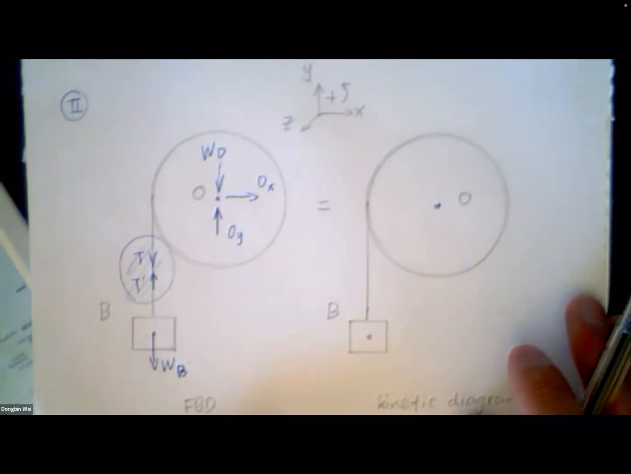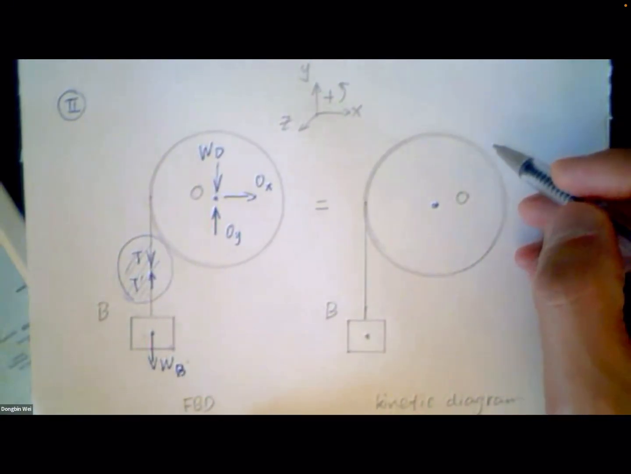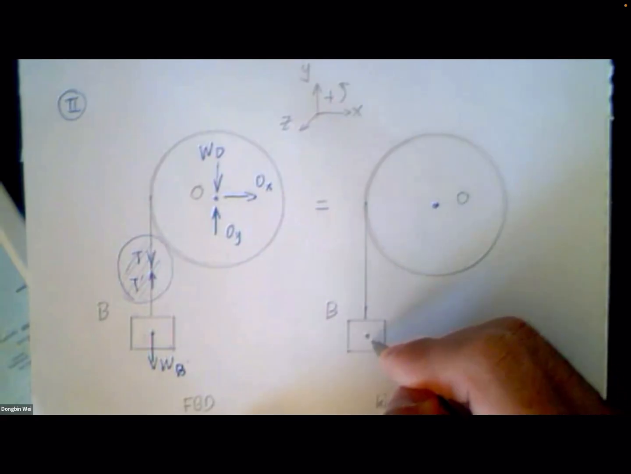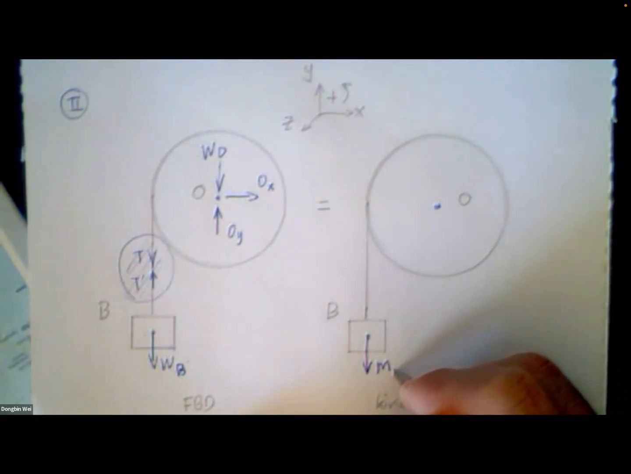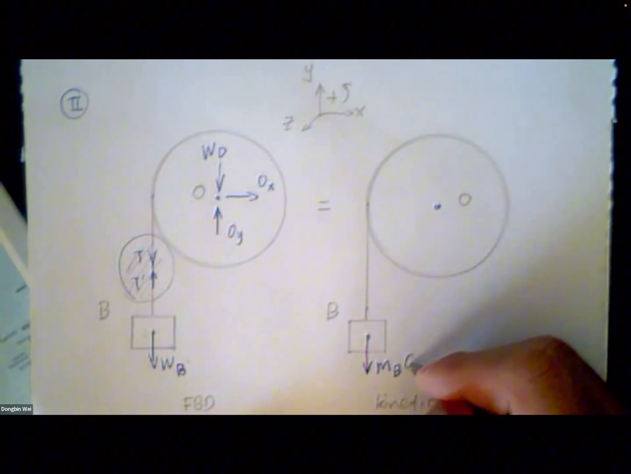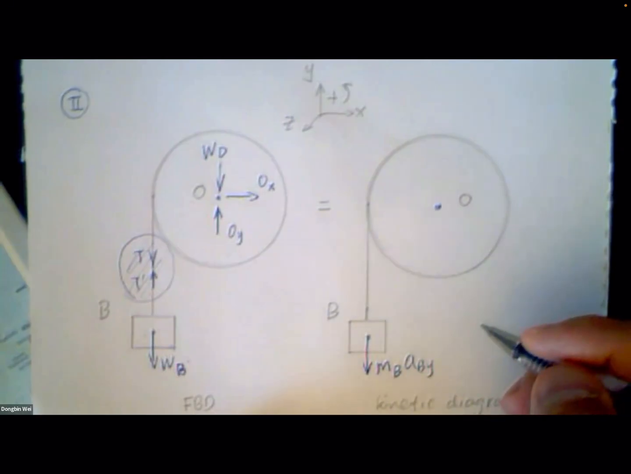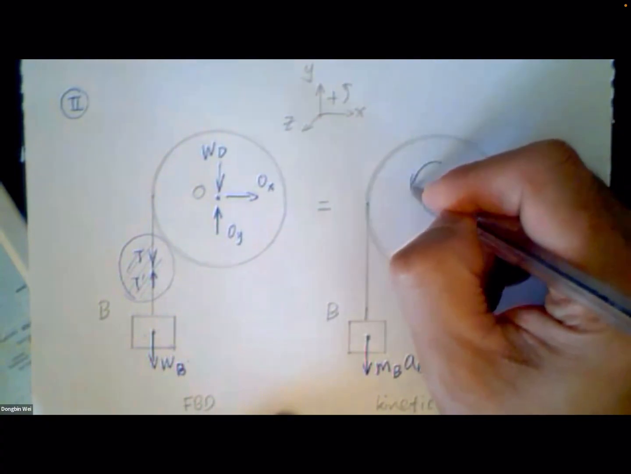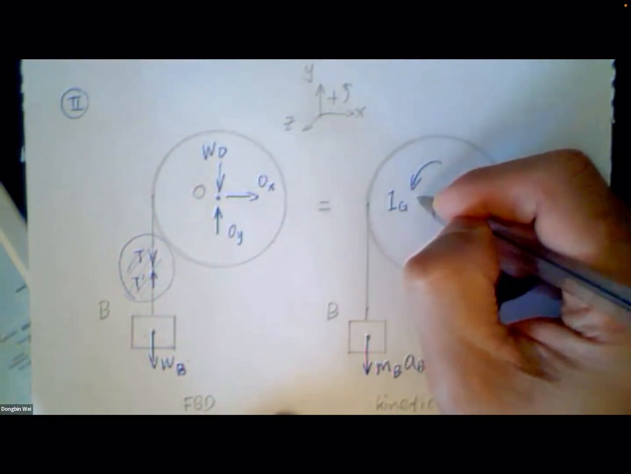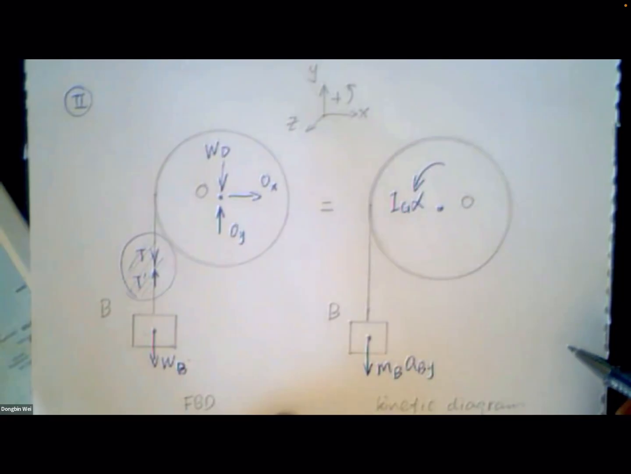Okay? Now, in the kinetic diagram, at the mass center point of the block, we have m_B a_By. Okay? And here, again, we have this.